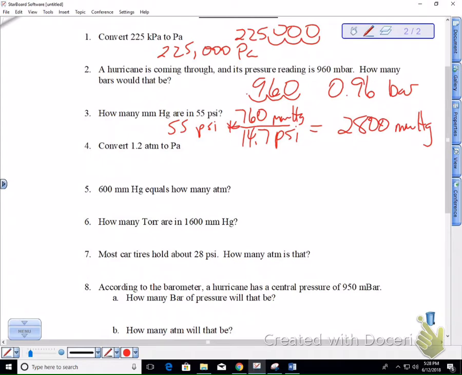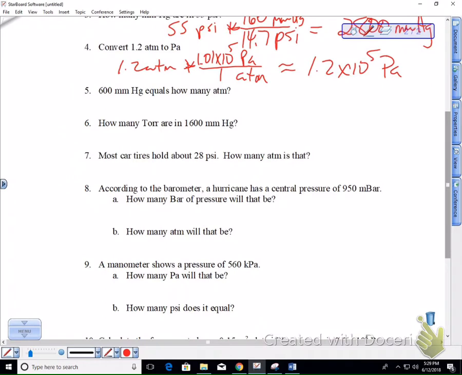Another similar problem in number 4. 1.2 atmospheres. We want to go to pascals. Well, atmospheres will go on bottom. Back to the chart to get our values. 1 atmosphere is 1.01 times 10 to the 5th pascals. Again, rounding to the number of sig figs, 1.2 times 10 to the 5th pascals. Pretty easy stuff, right? In number 5, we have 600 millimeters of mercury. How many atmospheres would that be?